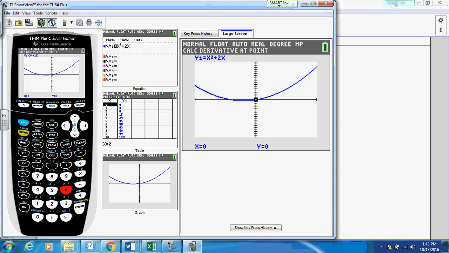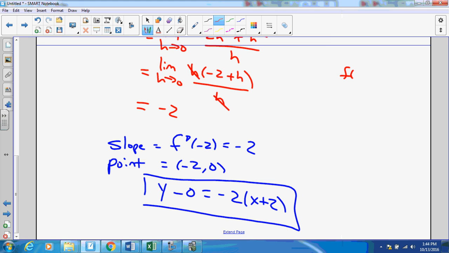If I hit the option dy dx, it is going to wait for me to give it a point, and the point that I want is negative 2. And when I do, it calculates for a second and computes the slope and gives you that slope right there. Boom. Isn't that nice? So it's a very straightforward check. By the way, the way it does that process of finding the derivative is that it sets up the difference quotient.